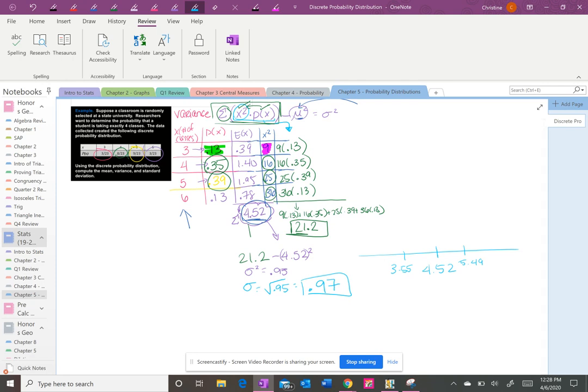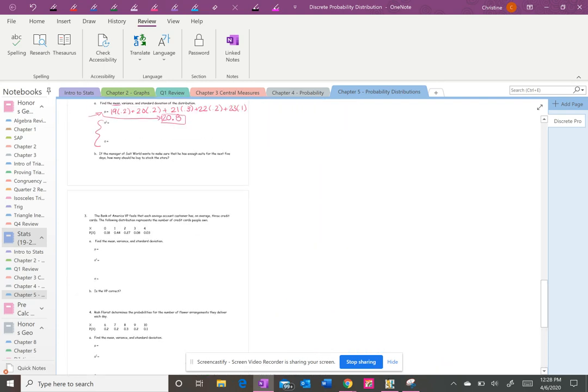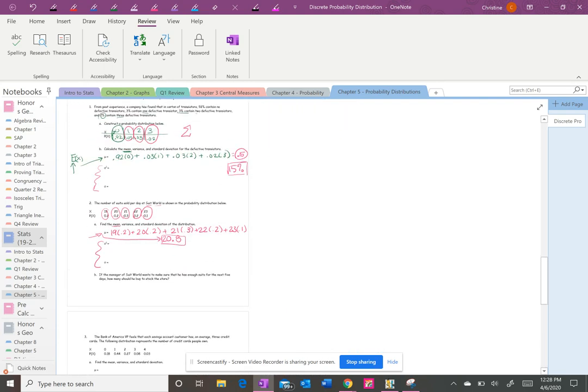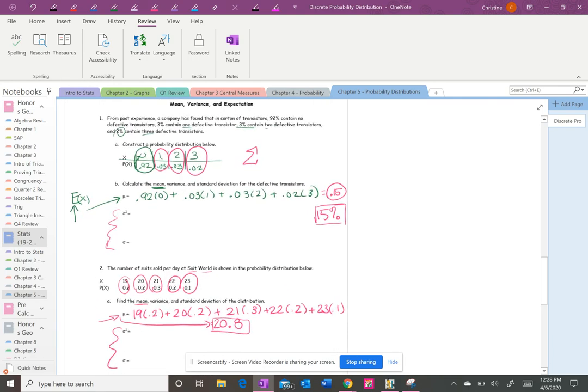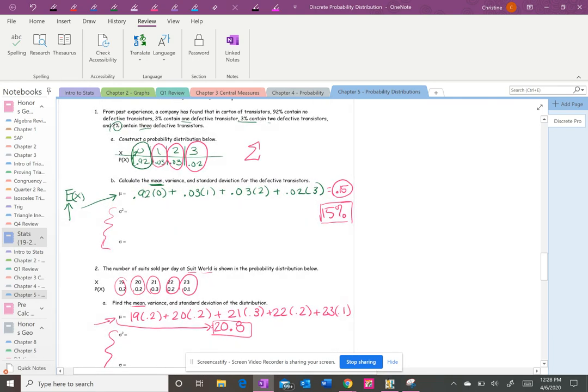Okay. I'll do one more problem from the worksheet, and then whatever is left, I'm just going to leave you guys to do. It looks very complicated. It kind of is, but it really isn't. Okay. These are the problems from Friday. So let's just do these. We'll do this one about the transistors.